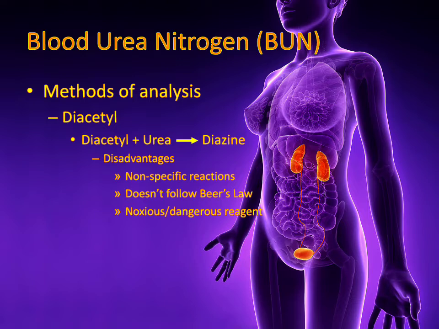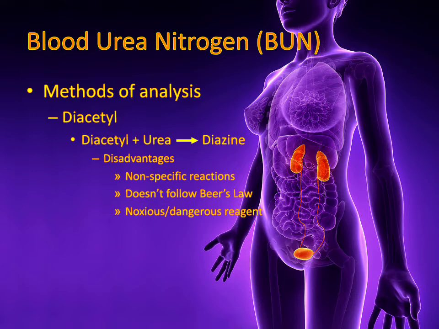One of the very first methods developed for measuring urea was the diacetyl method. It was a simple reaction that involved addition of the reagent diacetyl to the patient sample. Diacetyl reacts with urea to form the yellow compound diazine, which can be measured spectrophotometrically.